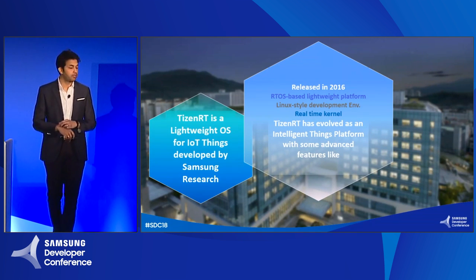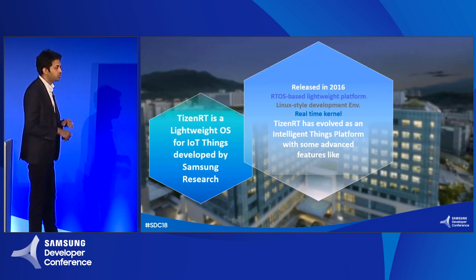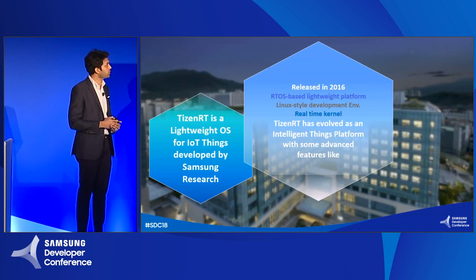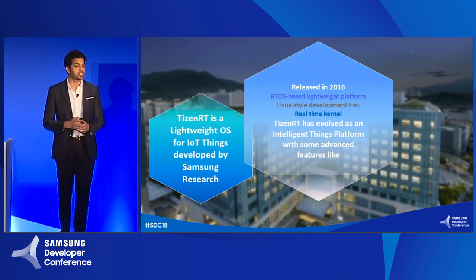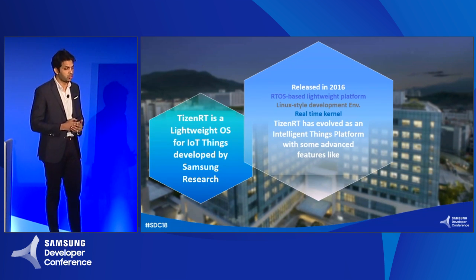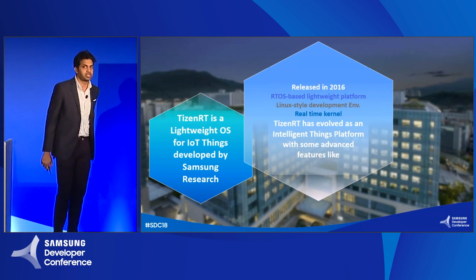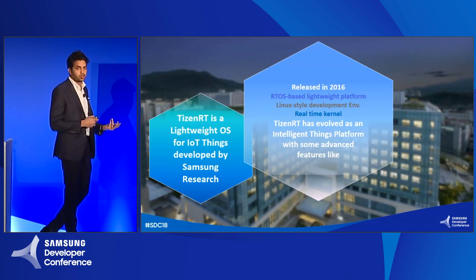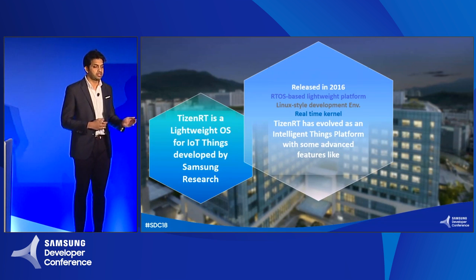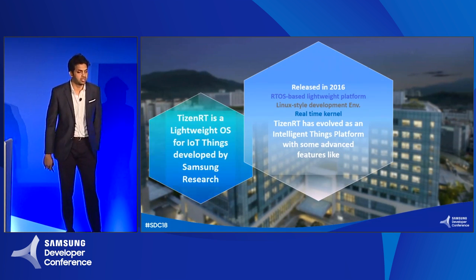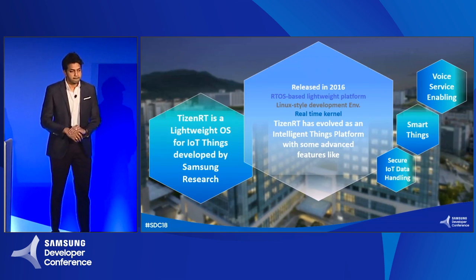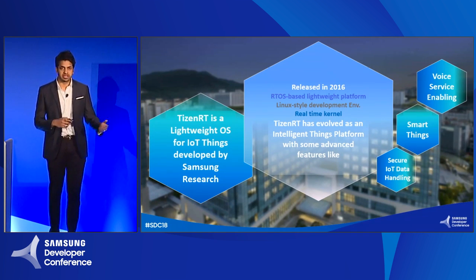RT stands for Realtime. It's not a fork from Tizen. Usually people get confused with the name. It's a completely different project from Samsung Research. We released the first version of TizenRT in 2016, and it's basically a lightweight RTOS. The key point was the Linux-style development environment. We had the real-time kernel. But over 2 or 3 years, TizenRT has evolved into an intelligent things platform with some advanced features like secure IoT data handling, SmartThings, and voice service enabling. I'll be explaining these features in the slides later.